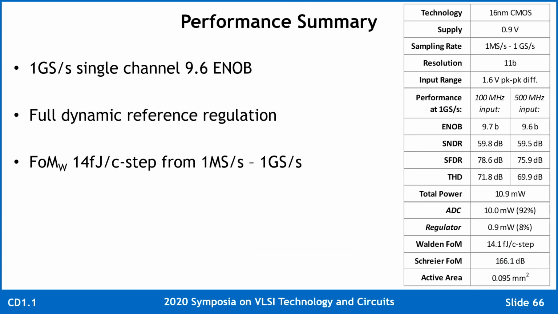To summarize the performance highlights of this system, this is a 1 gigasample per second single channel ADC maintaining better than 9.6 ENOB up to Nyquist with fully dynamic reference regulation enabling constant figure of merit from 1 megasample per second up to 1 gigasample per second. And while this is, I think, a very good figure of merit already, if you look closely at the architecture, you can see that this can be significantly improved further with more aggressive optimization of that architecture.